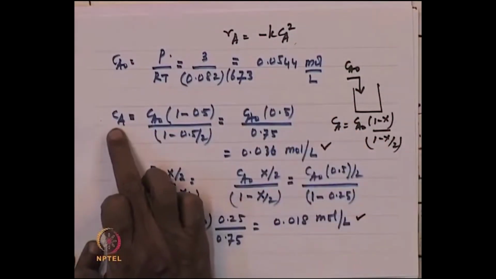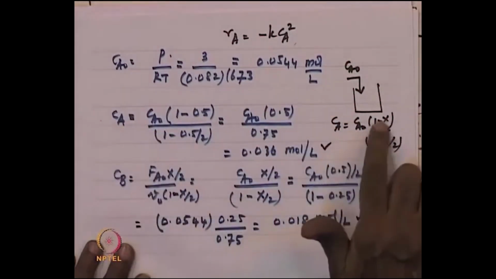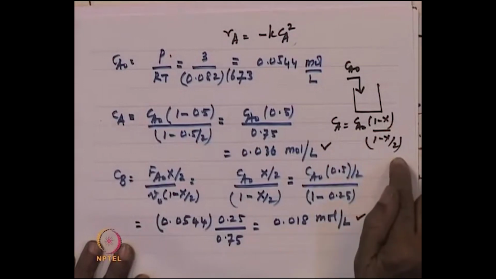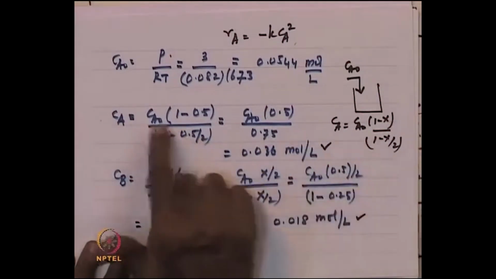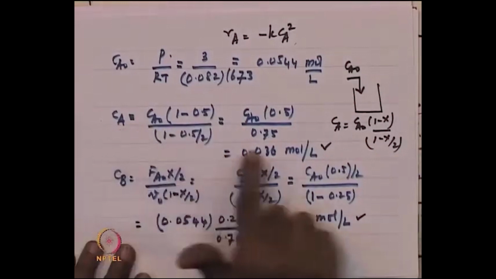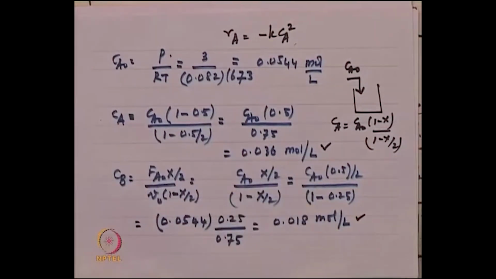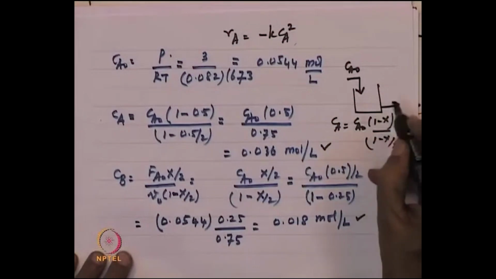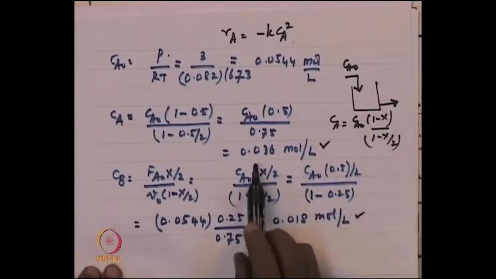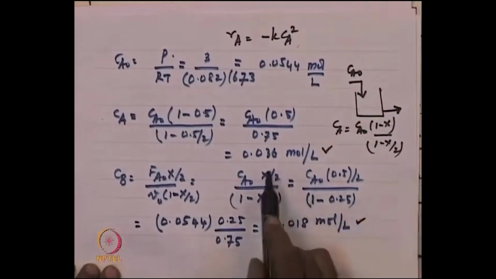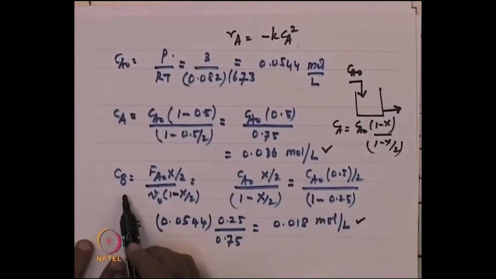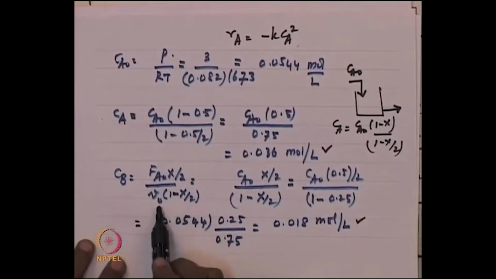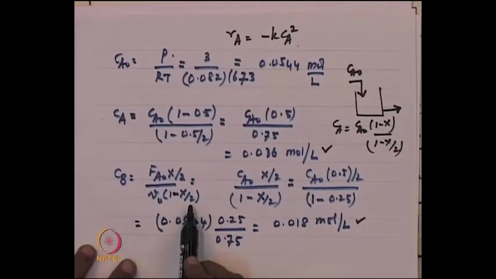Now, what is Ca? We have just said Ca is Ca0 times 1 minus x divided by 1 minus x by 2. Therefore, we can now put all the numbers in and find that Ca at the exit, this is the exit Ca, is 0.036 moles per liter. Okay. And what is Cb? It is Fa0 x by 2 divided by V0 times 1 minus x by 2, which I already said, and if you put in all the numbers, it becomes 0.018 mole per liter.